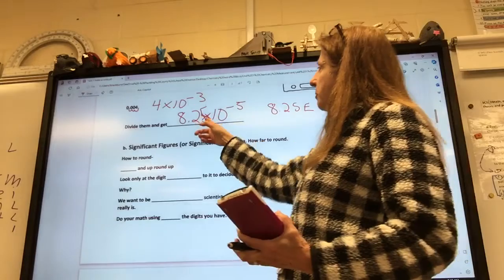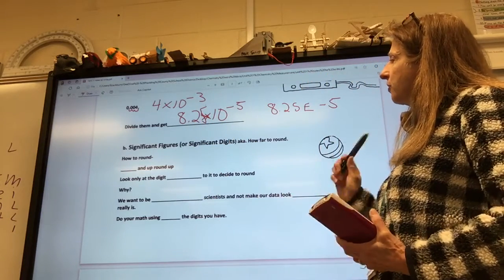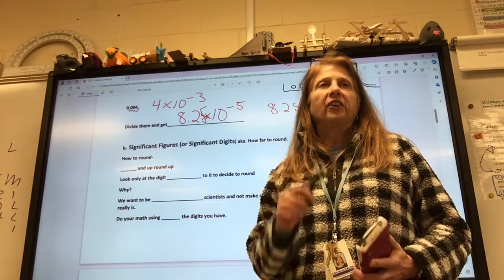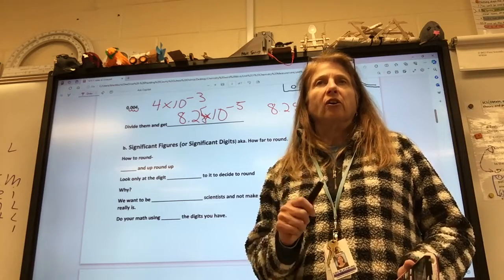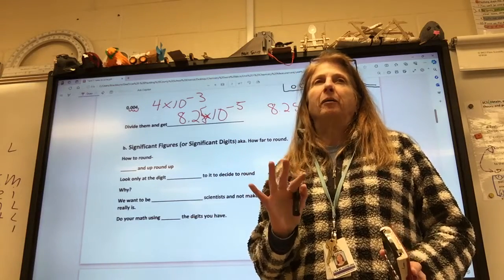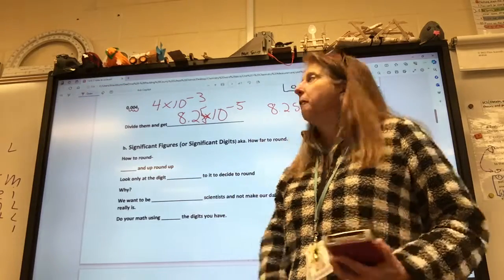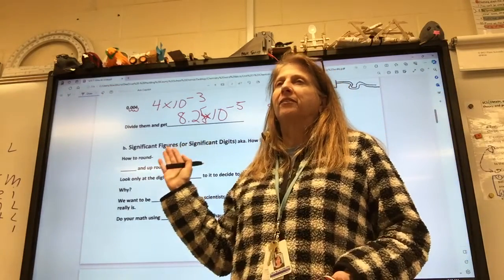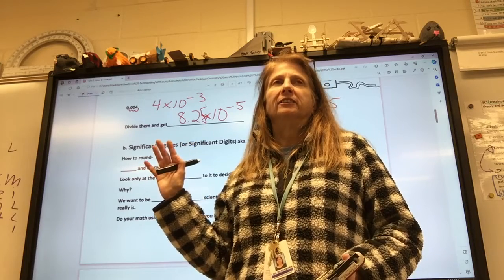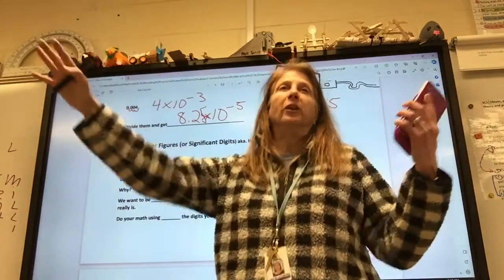If you can't read that, that's 8.25. I left off the 5. Significant figures or significant digits, we also call these sig figs or sig digs because we're nerds. It might be a shock to you, but science and math people are sometimes nerdy. I know you thought we were the cool ones, but sometimes we are the nerdy ones. And nerdy people use unnecessary acronyms and abbreviations and letters. So sig figs, sig digs, just because we're cool like that.